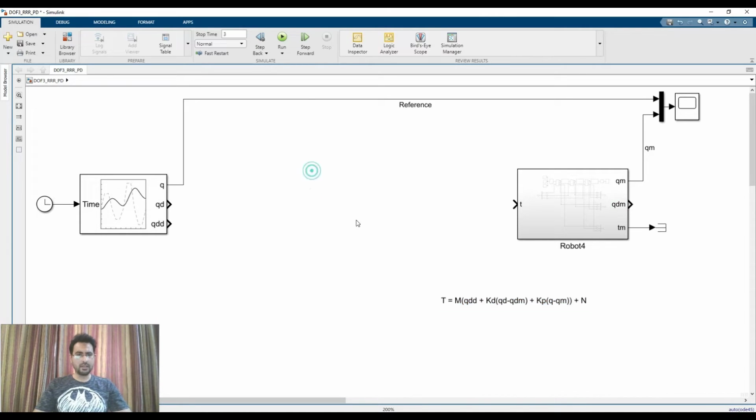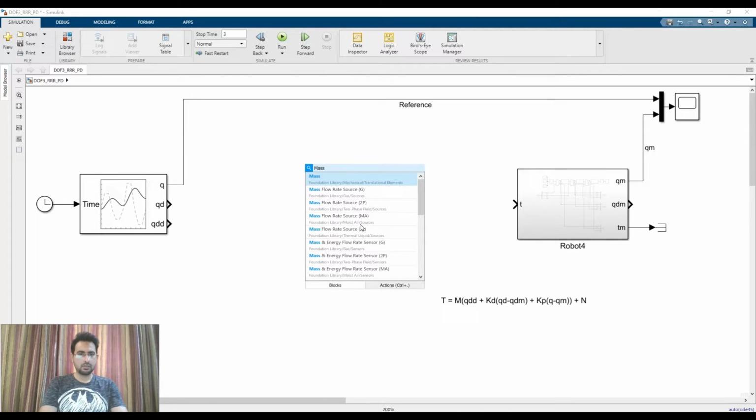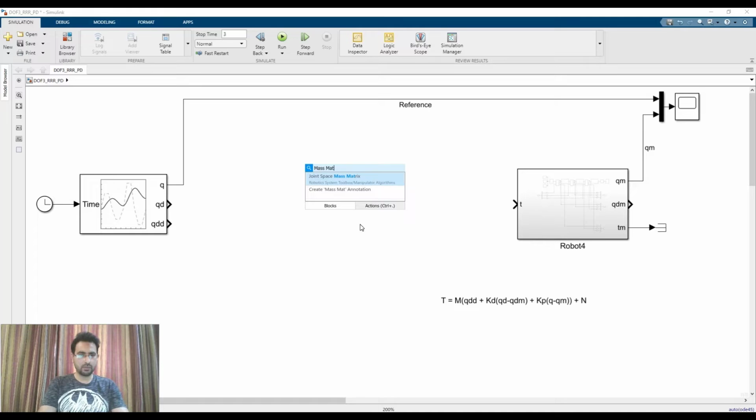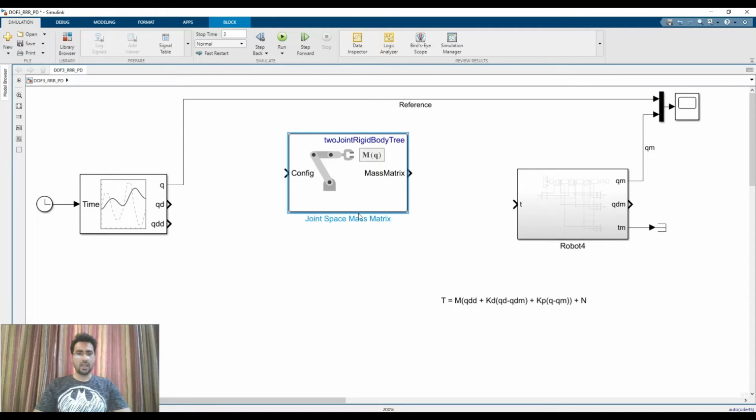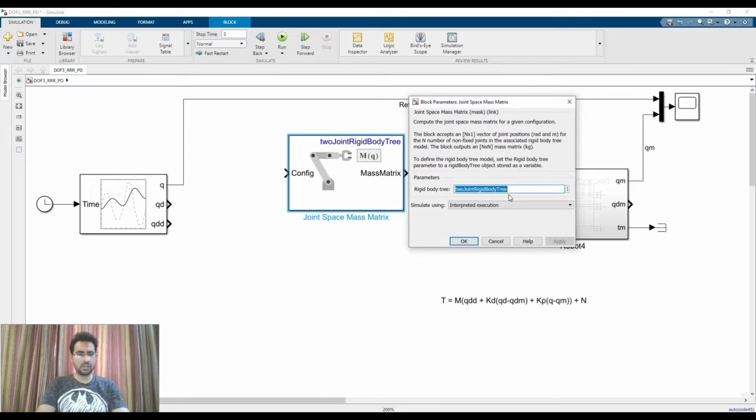So the very first thing that I need is a mass matrix. So I'm going to write a mass matrix over here. This is the joint space mass matrix, and it will be calculated by using the configuration of the robot, which is coming from this side over here. Just remember that configuration is nothing but an array containing all the joint angles. And this block is going to provide me the mass matrix. To use this block, I need to tell it what rigid body tree it should use. I've already loaded the rigid body tree of my robot over here, so I'm just going to select that.